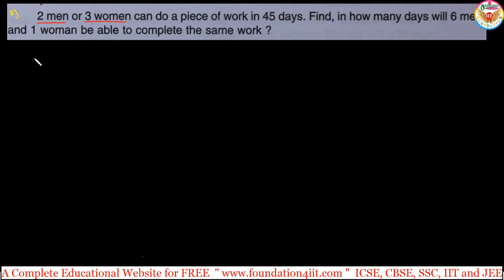Combination. If you notice the problem, according to the amount of work done in the same time, 2 men is equal to 3 women. So we write this statement: the capability of 2 men is exactly equal to 3 women. Then 1 man is 3 by 2 women. So 1 man's capacity is exactly equal to 3 by 2 women. And we have to calculate for 6 men.